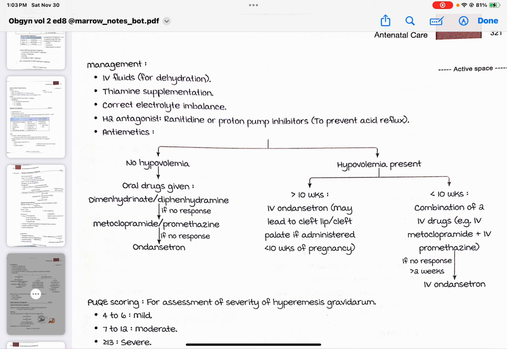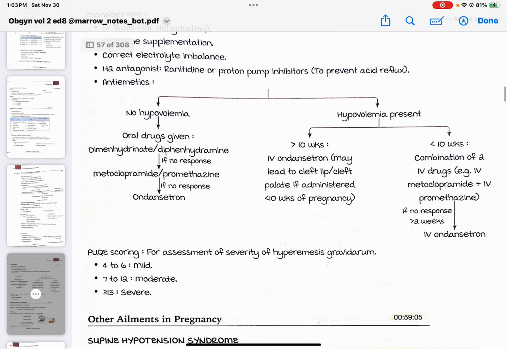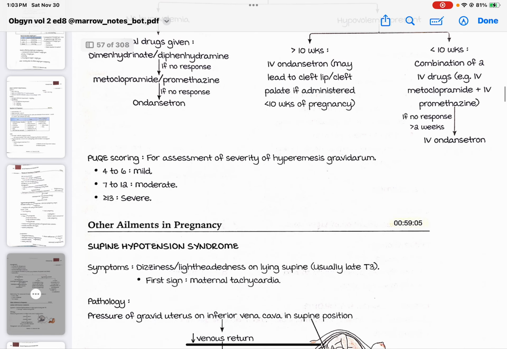Less than 10 weeks of pregnancy, combination of 2 IV drugs, metoclopramide plus promethazine. If no response in more than 2 weeks, IV ondansetron. So ondansetron we try to avoid it.